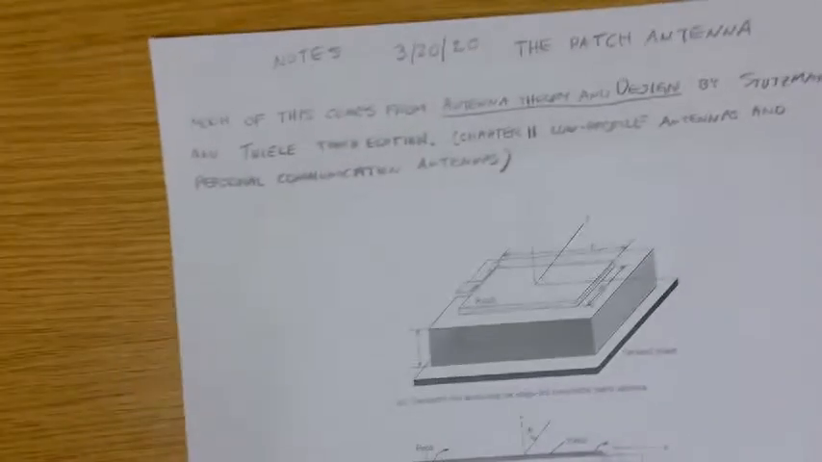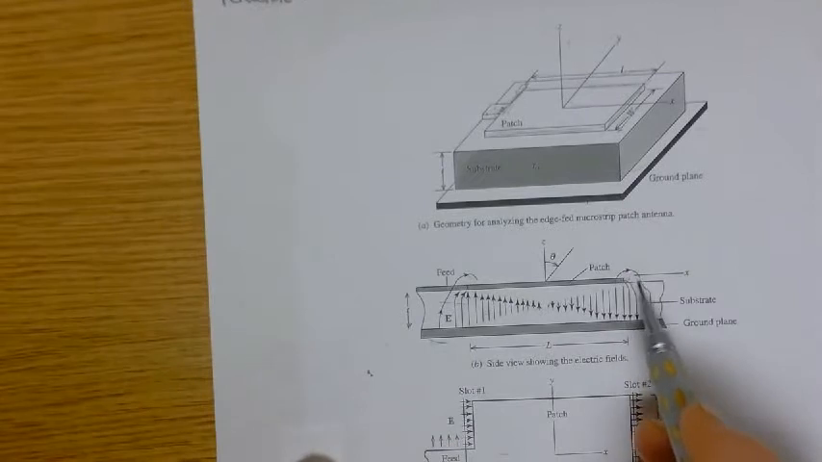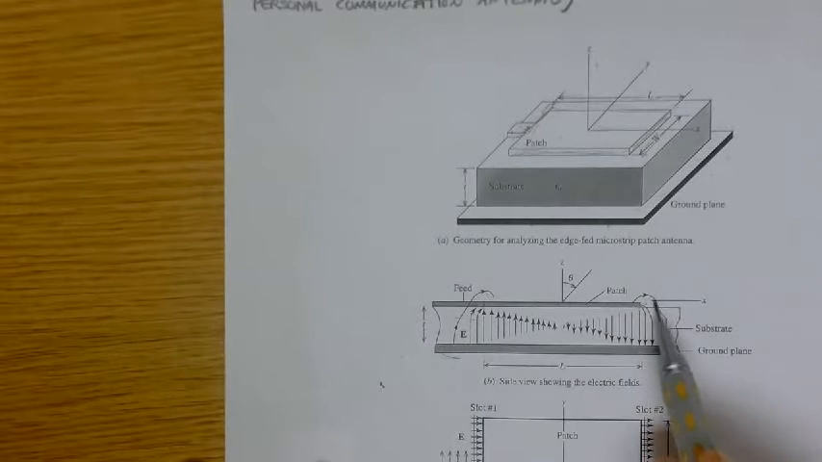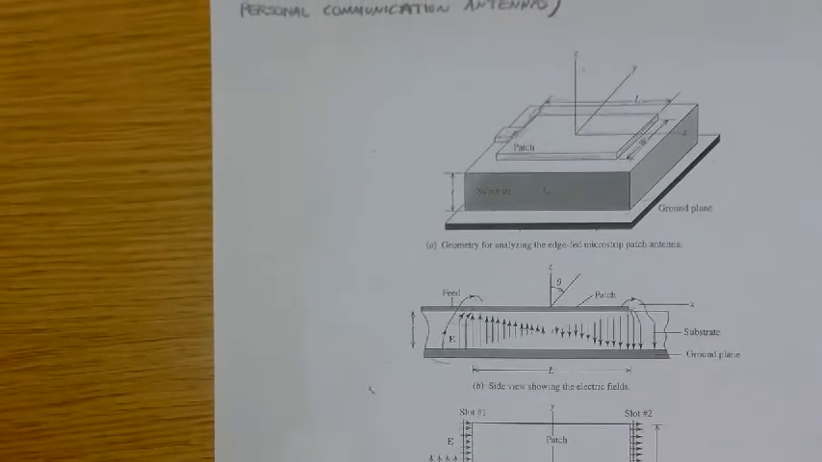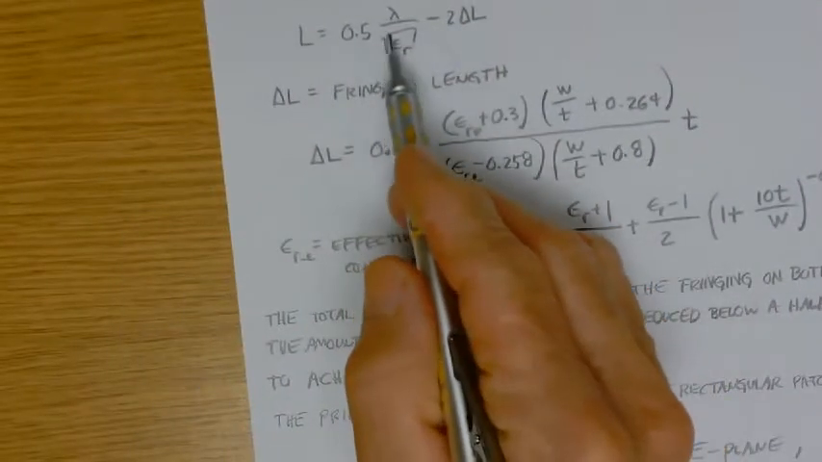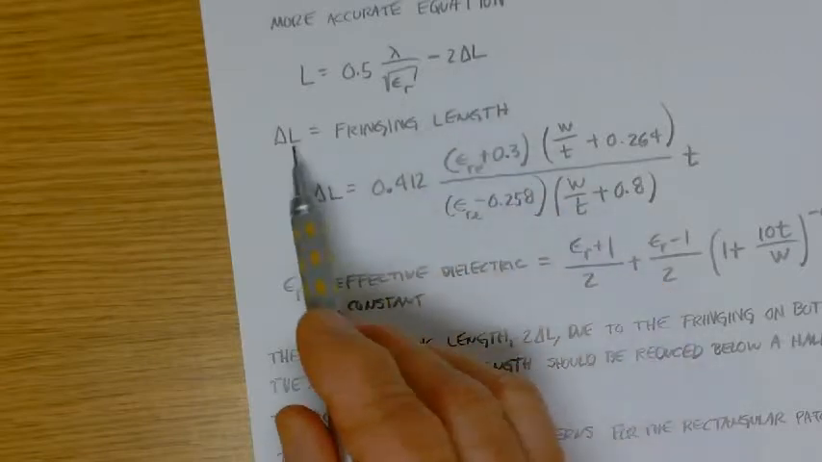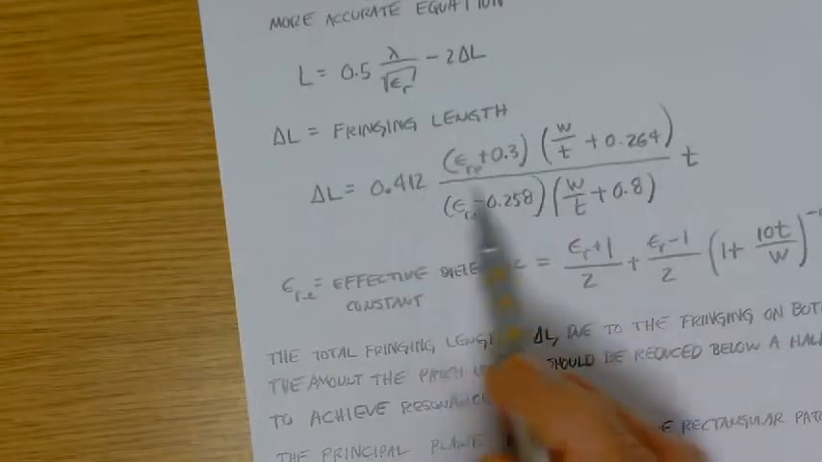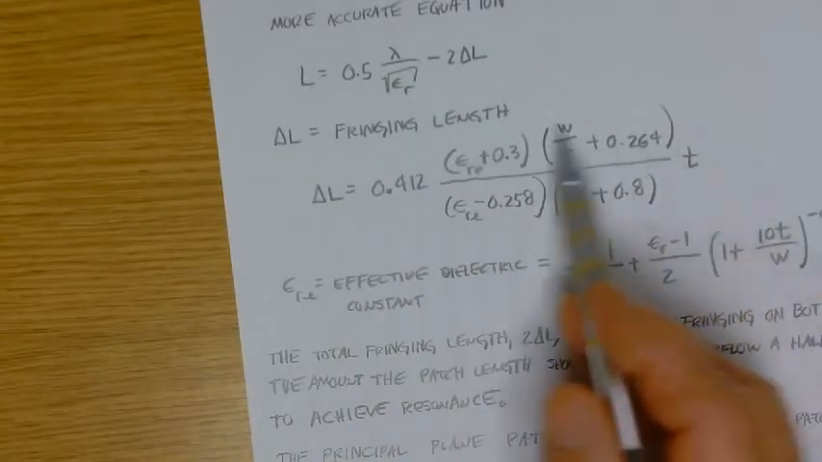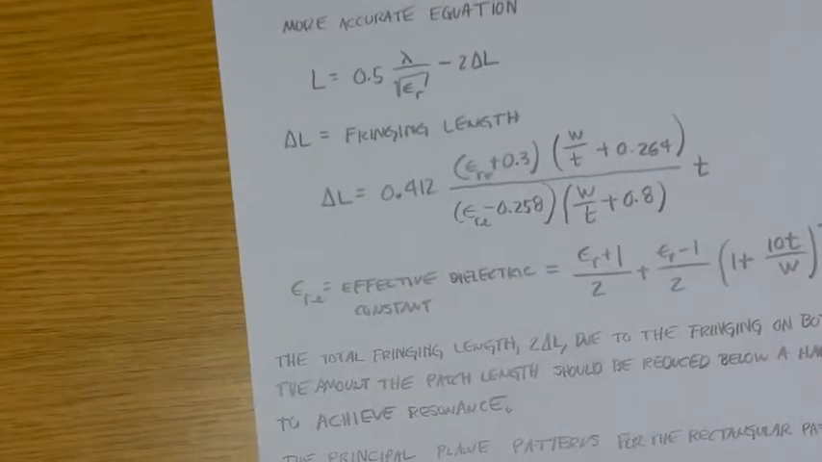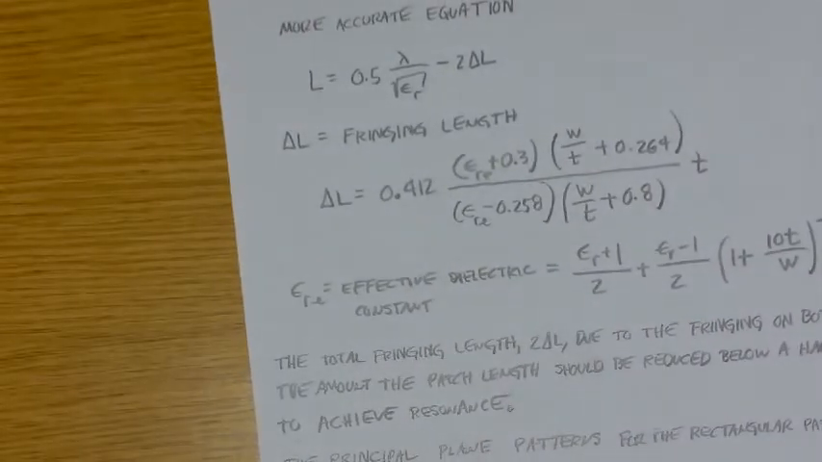So what does the fringing distance take into account? Well, you see how these fields come out here. So the actual electrical length of the patch depends on the amount of fringing that occurs, which obviously depends on the substrate thickness as well. So it's just half a wavelength in the dielectric minus 2 delta L, and this is the fringing length. Then we have a formula, and this is probably empirically derived, meaning they measured a bunch of them and then fit this formula to the measured data.